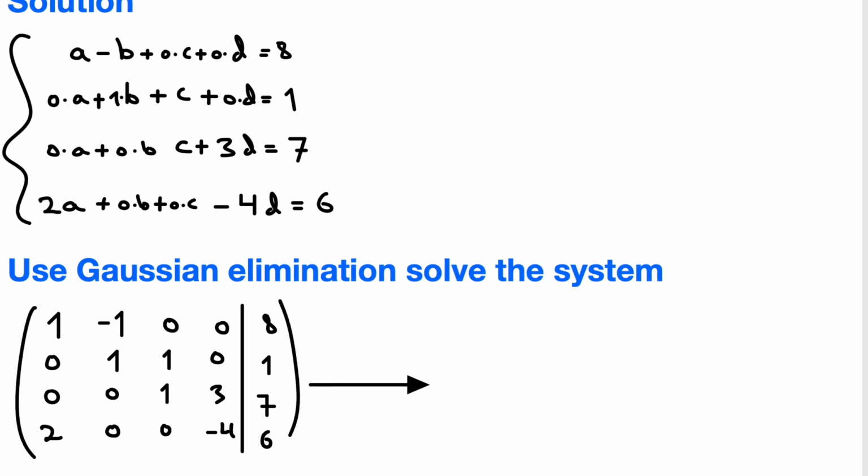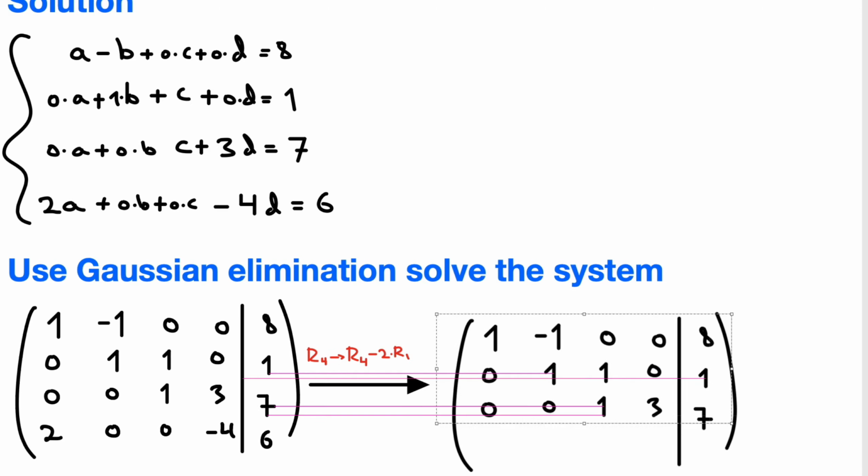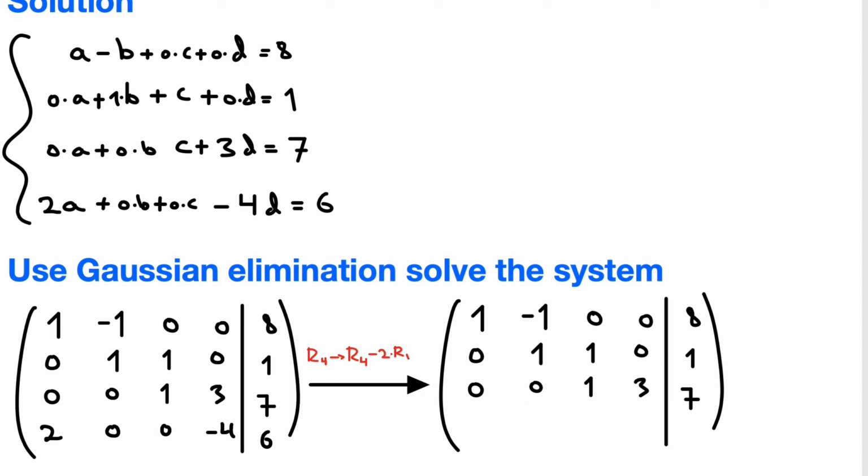So I'm going to do R4 becomes R4 minus 2R1. Let's just make that a little bit clearer. Now we only changed the fourth row. That means I can copy everything but the fourth row. And in the fourth row, we chose the operation so that there will be a 0 over here.